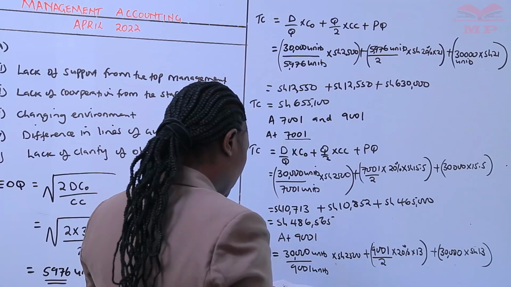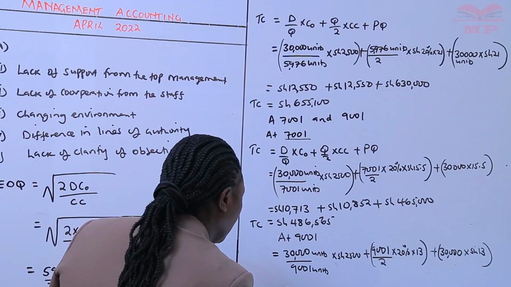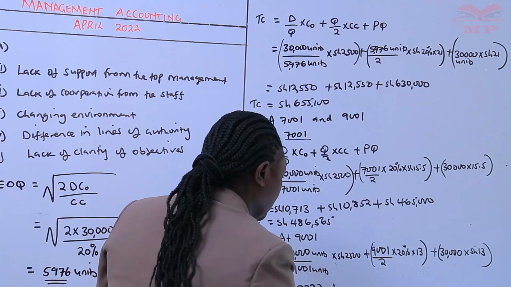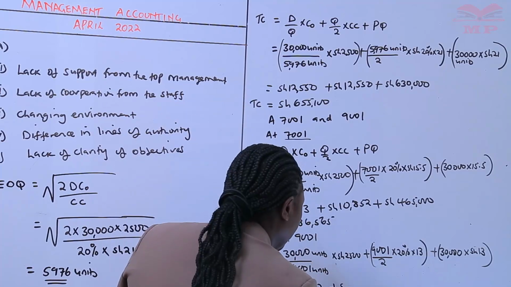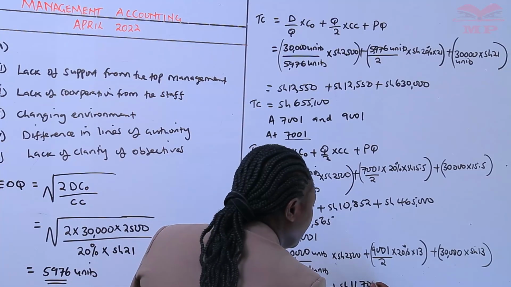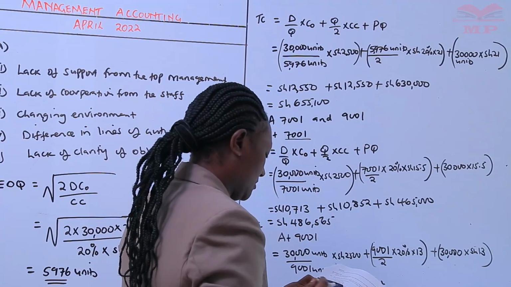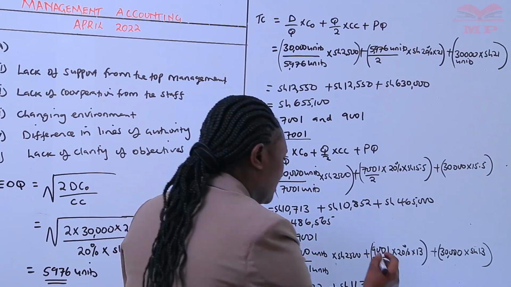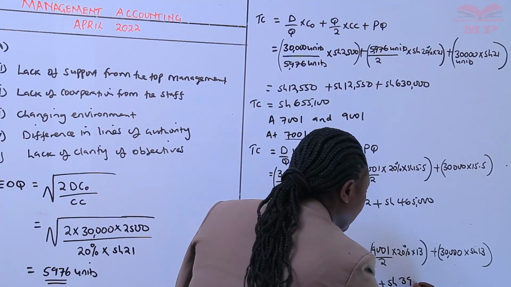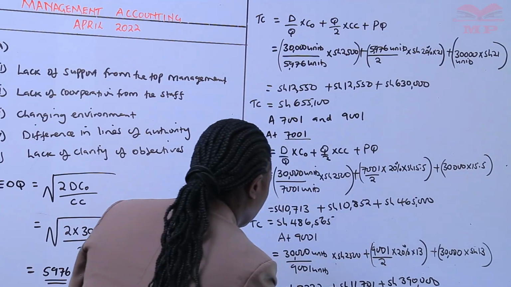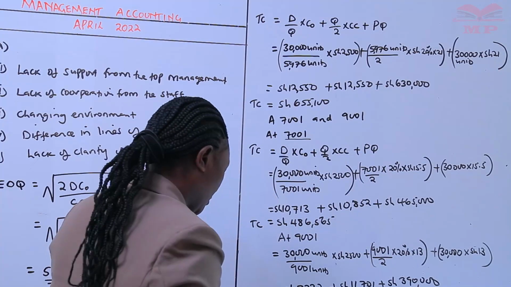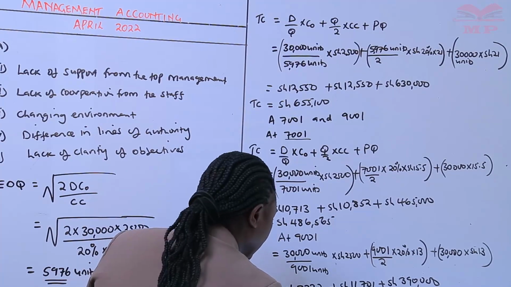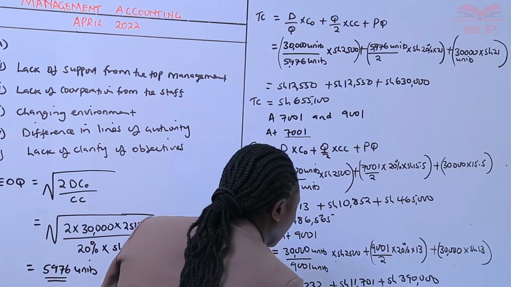Again, you get the total. This will give us 8,332 plus 11,701 plus 390,000. Therefore, the total cost will equal 410,033.